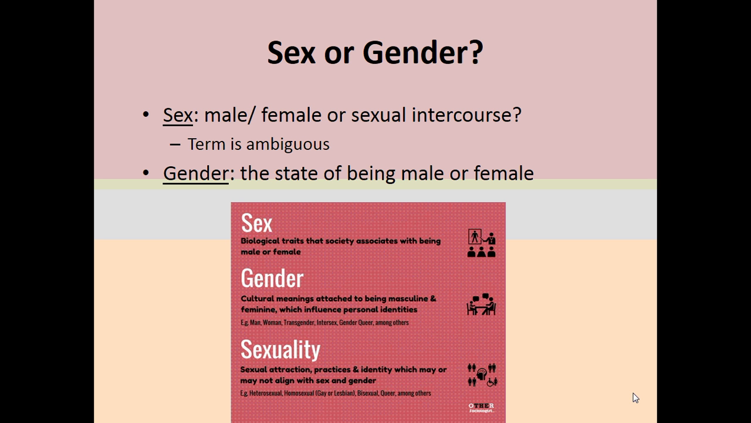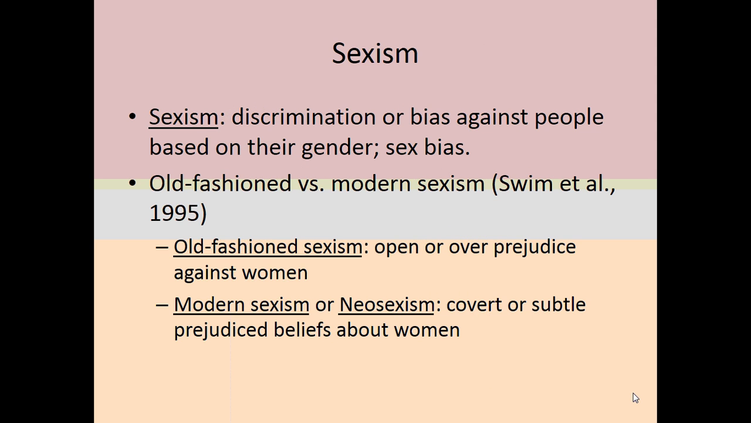Whereas gender is a lot more about who you are in your mind. How do you see yourself? Masculinity, femininity, as well as the cultural meanings that are attached to being masculine or feminine. And then sexuality is about sexual attraction. Sexism is whenever someone has experienced discrimination or bias based on their gender. It's also called sex bias. Generally speaking, as we go throughout this course, we will be talking about sexism directed at women.